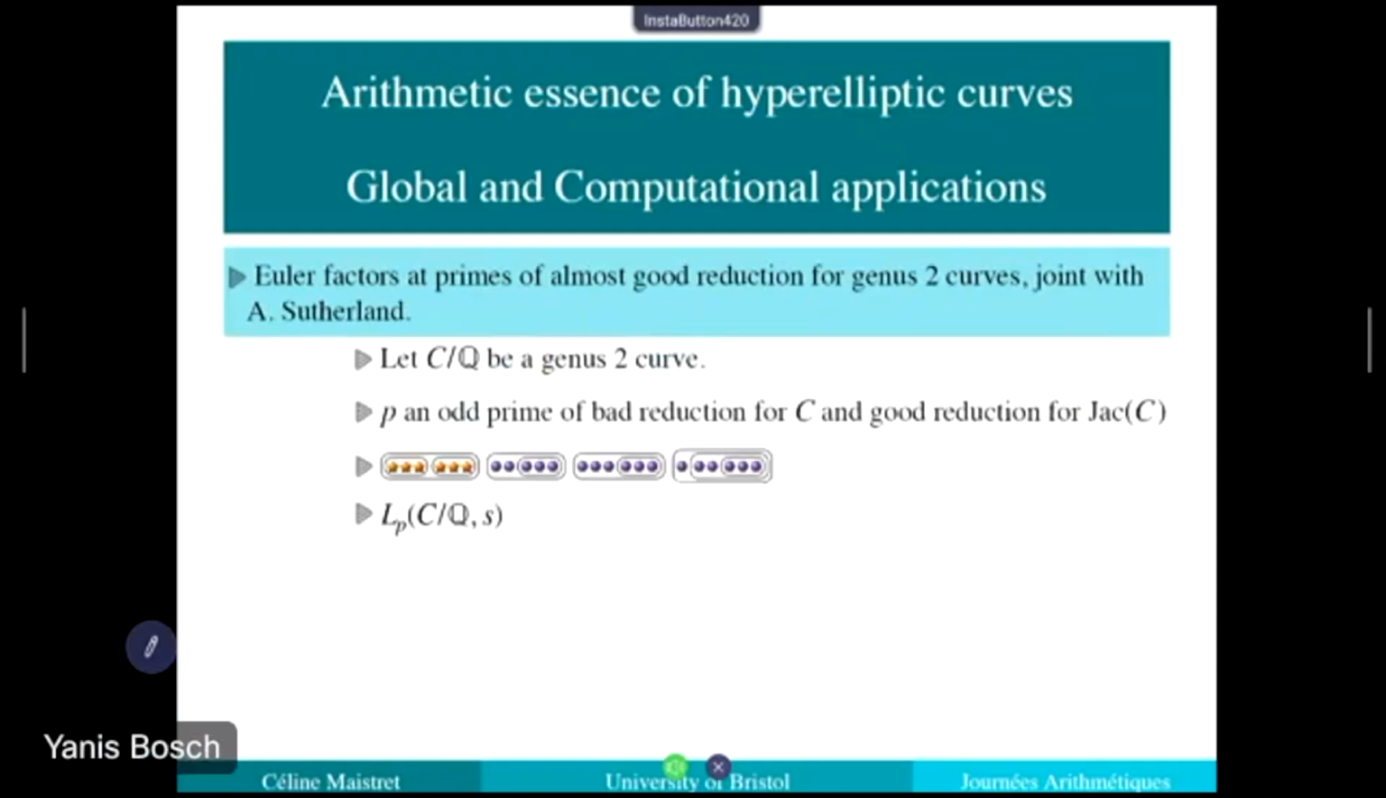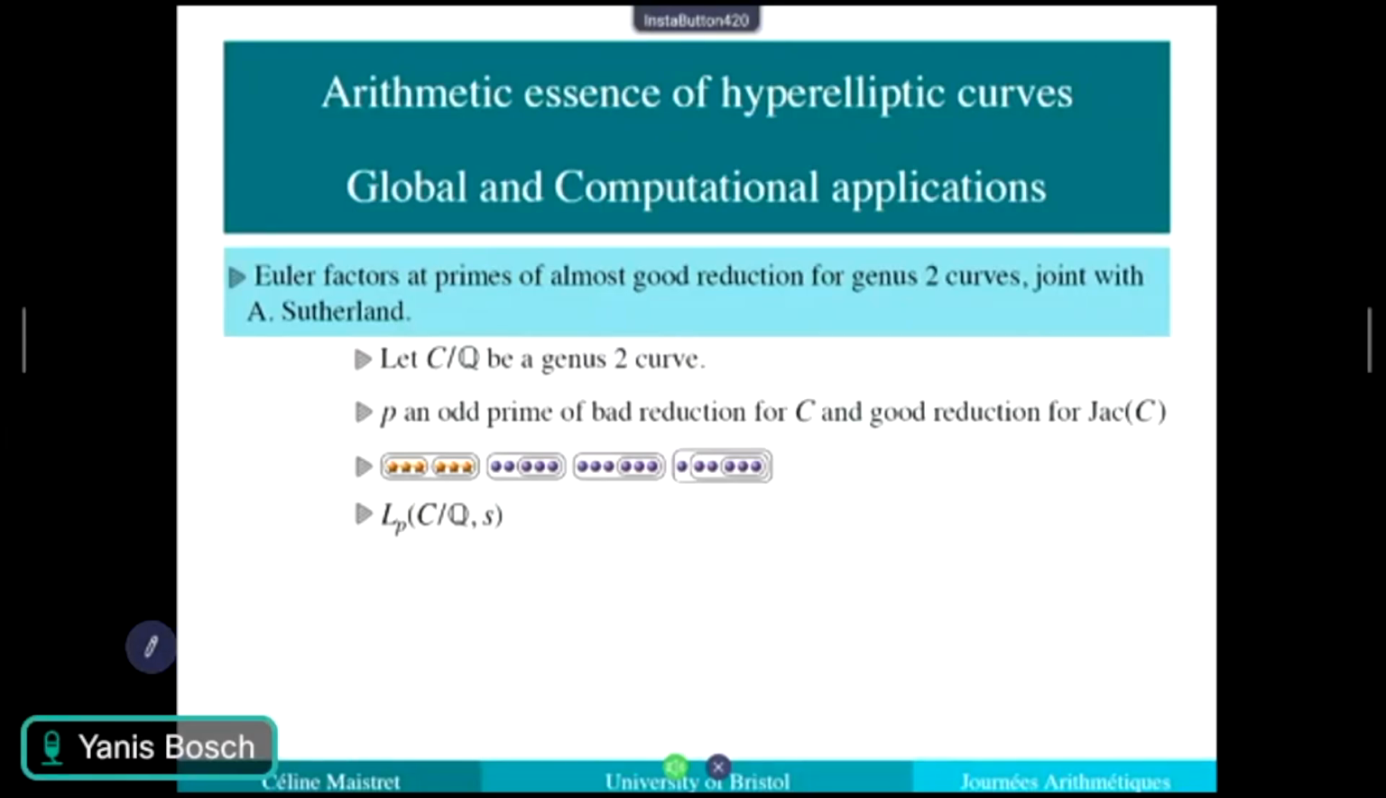A more algorithmic application is this one. Here we start with the knowledge of the reduction. In this case, we have a genus 2 curve, and we fix a prime, which is odd. And we know that the curve has bad reduction at that prime, while its Jacobian has good reduction. So we start with already the knowledge of the reduction, and we want to compute the Euler factor. So we want to compute this a_p value to compute its L-function.